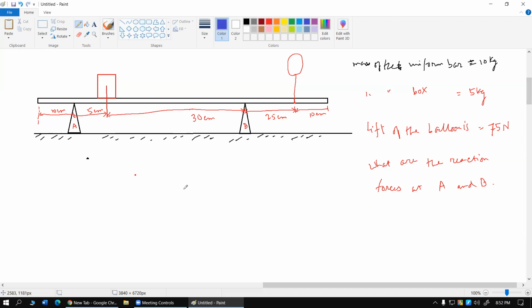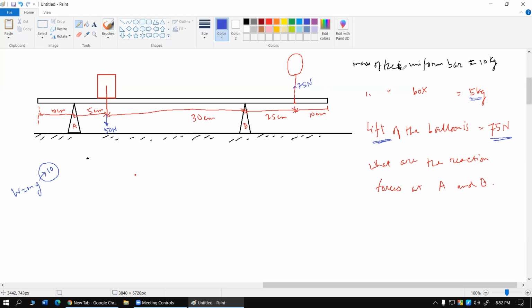So what I'm going to do, I'm going to label all the stuff that I need to label in this figure, which are not given. So first thing, I'm going to label the weight of this box. The mass of the box is given as 5 kilo, so what will the weight be? 50 what? Newtons. Beautiful. So the weight of the box will be 50 Newton. The lift is already given in Newton units, so we don't need to do any conversion. I'm just going to give an arrow over here, label this as 75 Newton.